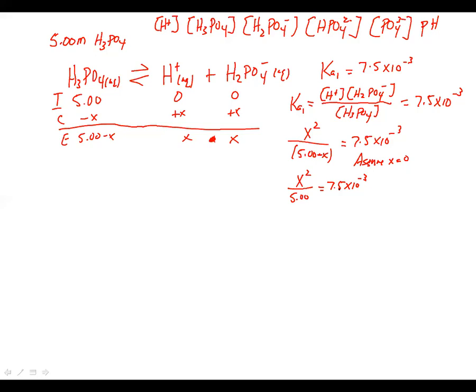We're going to multiply the 5 to the other side. We're also going to take the square root of it all in one move. And if we do that, it looks like we get an X value of 1.94 times 10 to the minus 1.